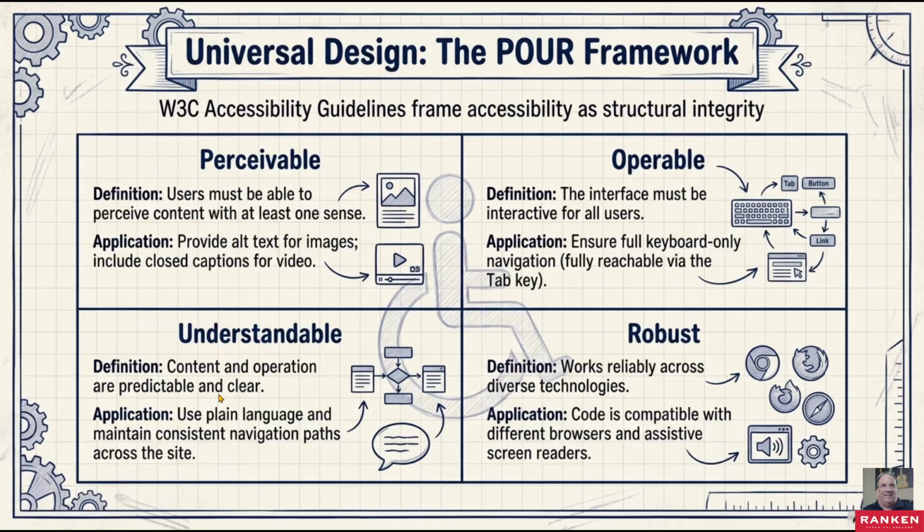Understandable: content and operation are predictable and clear. So use plain language and maintain consistent navigation paths across the site. Robust: works reliably across diverse technologies. Code is compatible with different browsers and assistive screen readers.